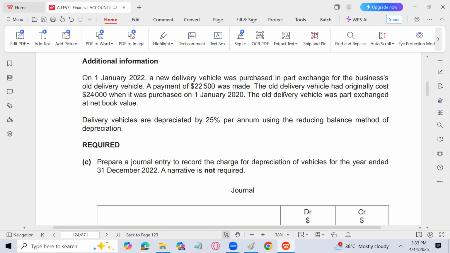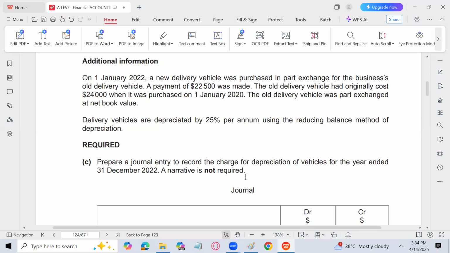A payment of 22,500 was made. The old vehicle had originally cost 24,000 when it was purchased on 1st January 2020. The old vehicle was part exchanged at net book value. Delivery vehicles are depreciated by 25% using the reducing balance method of depreciation. Prepare a journal entry to record the charge for depreciation of delivery vehicles for the year ended 31st December. A narrative is not required.